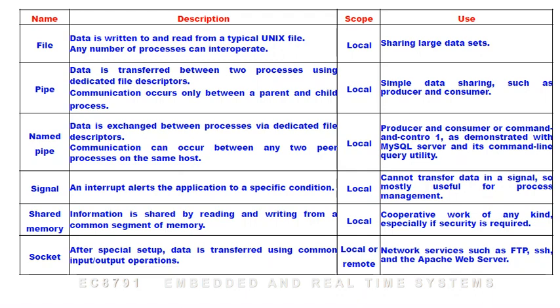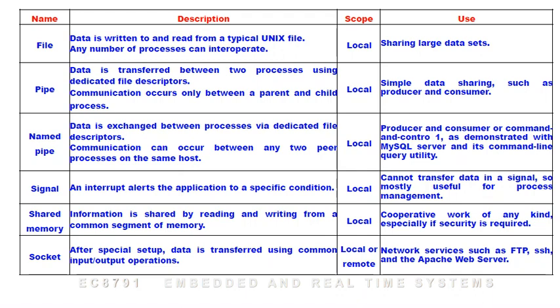Then the next one, pipe. Data is transferred between two processes using a dedicated file descriptor. Communication occurs only between a parent and a child process. It's local, used for simple data sharing such as producer and consumer.